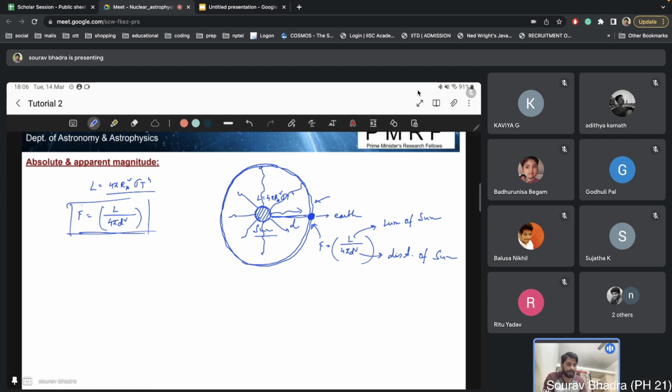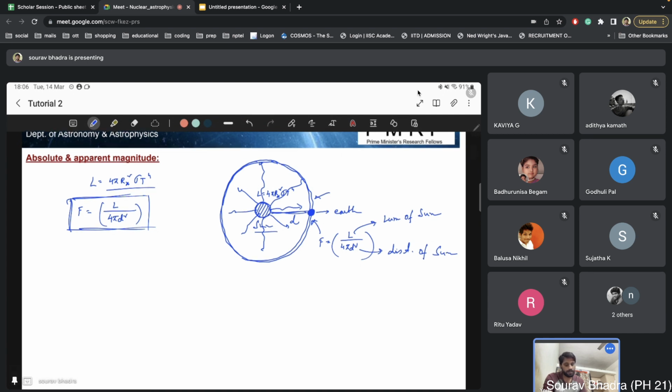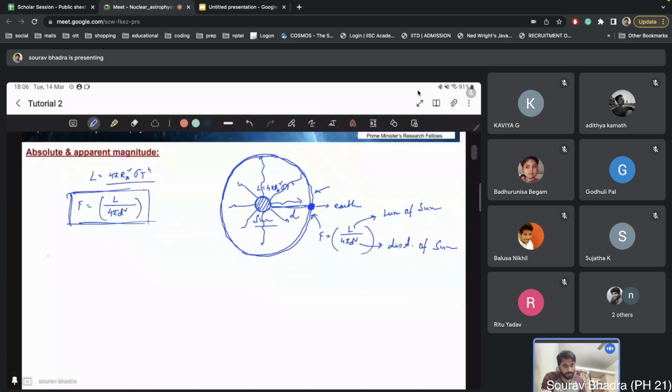Now the magnitude system is related to the flux, which is measured at the position of the Earth. This magnitude can be expressed as, it is just a system, everything is related to the brightness, whether I am talking about flux or the magnitude, it is just a system of expressing. So magnitude M is minus, just remember this formula, 2.5 log base 10 F.